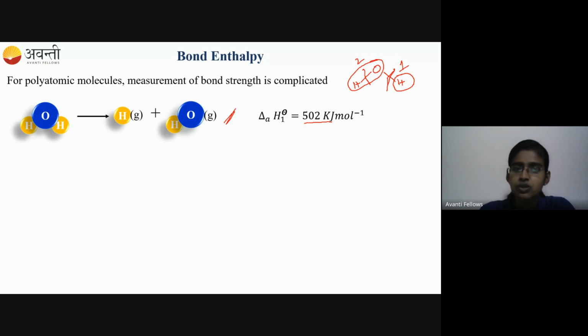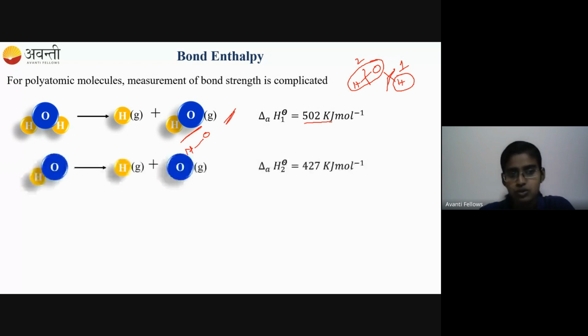Then what do I have to do? There is one bond left between oxygen and hydrogen in OH, and I have to break that bond also. It leads to the formation of a hydrogen atom and an oxygen atom. Here the energy required is a little bit less, it is 427. Now if in the question they ask you to find the bond energy for H2O, which option will you select, 502 or 427? Obviously, both options are wrong.